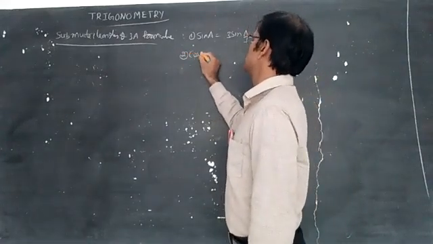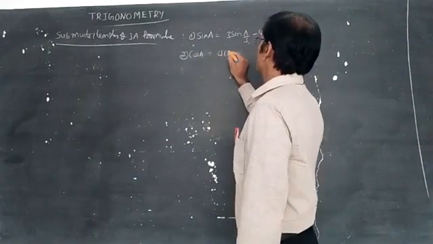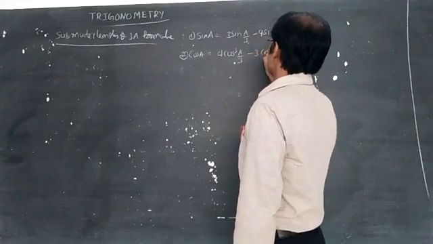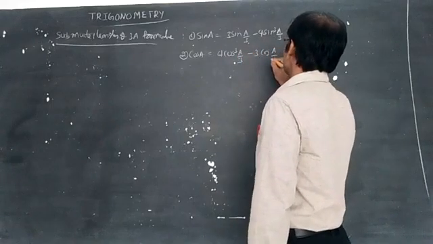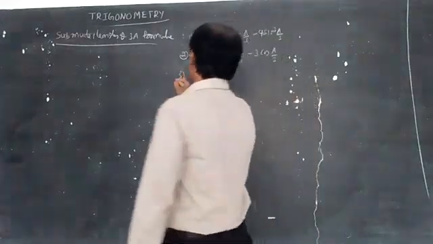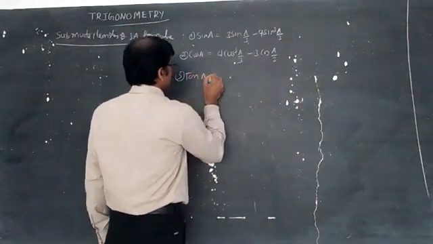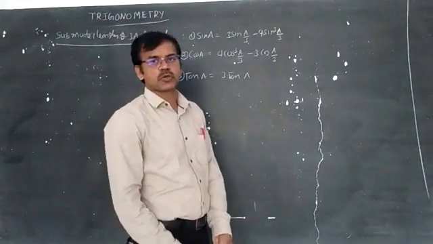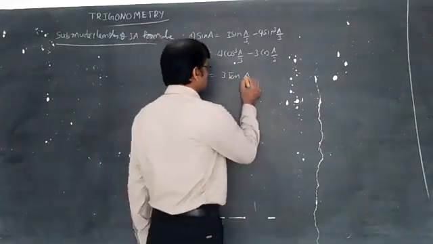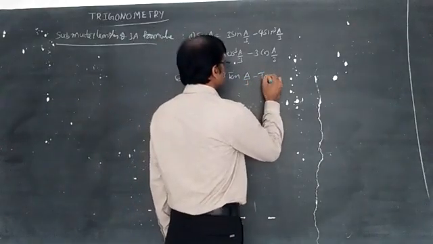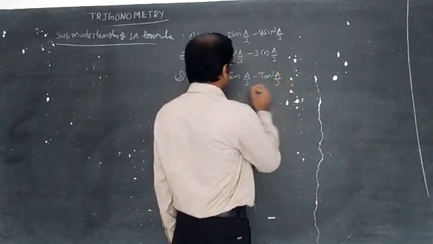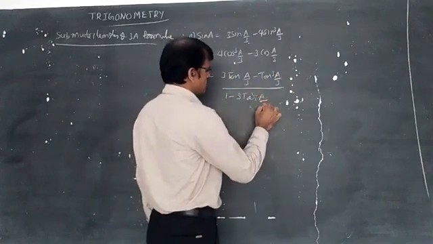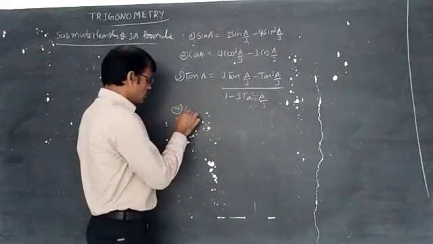Second one, cos A. Cos 3A formula is 4 cos cube A minus 3 cos A. So you can write like this: 4 cos cube A by 3 minus 3 cos A. Next one, tan A, using tan 3A formula. Tan 3A formula is 3 tan A minus tan cube A by 1 minus 3 tan square A. So this is 3 tan A by 3 minus tan cube A by 3, by 1 minus 3 tan square A by 3.